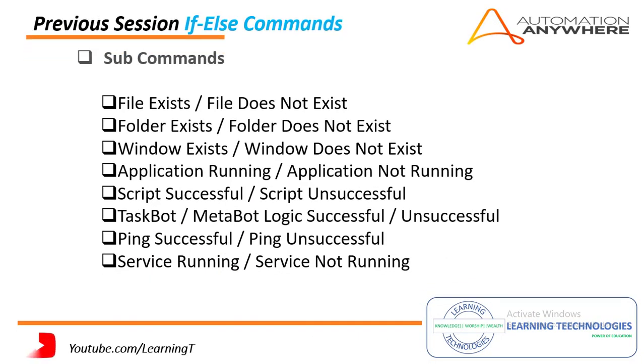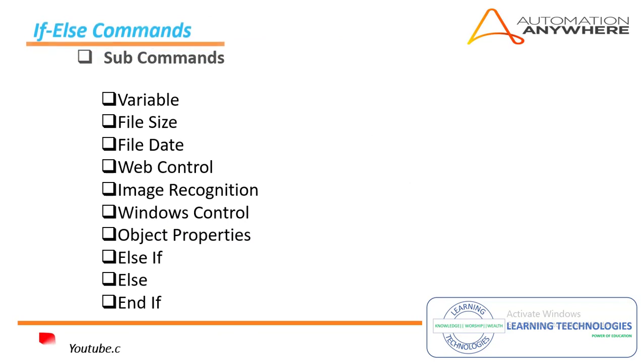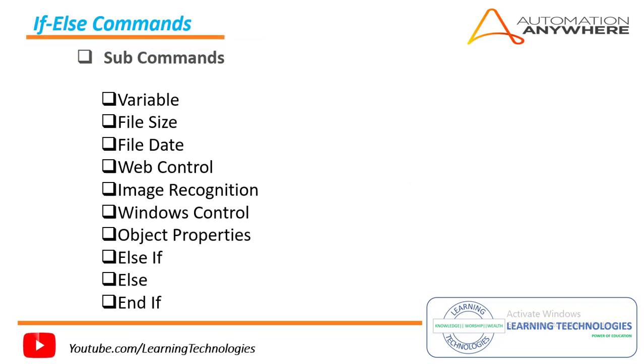In the previous session, we learned about the IfElse subcommands like file exists or file doesn't exist, folder exists, folder doesn't exist, Windows exists, application running, script successful, task successful, ping successful, and service running successfully or not. Now, in this session, we will learn the remaining IfElse subcommands, that is variable, file size, file date, web control, image recognition, Windows control, object properties, and the remaining else if, else, and end if subcommands.